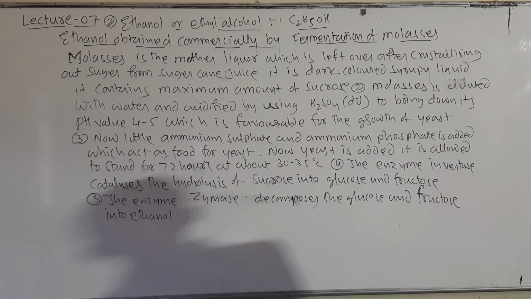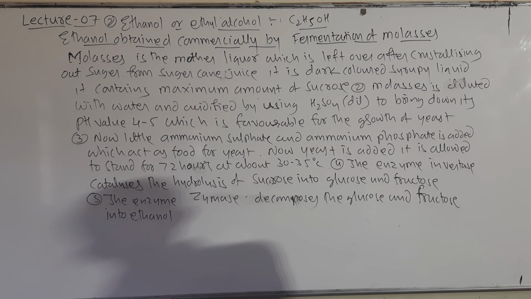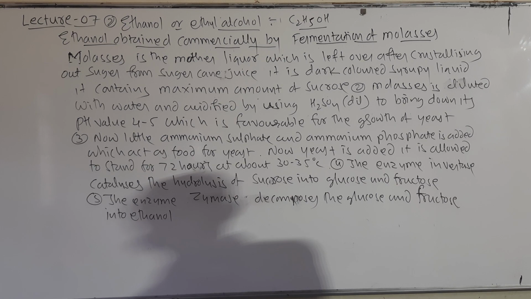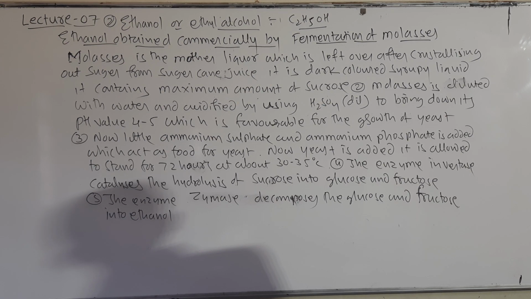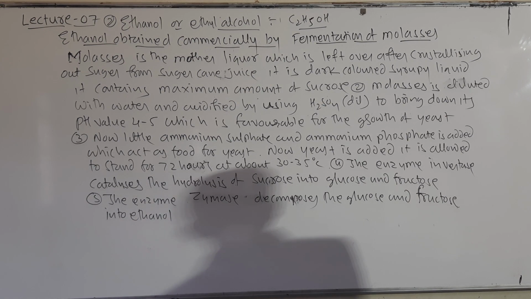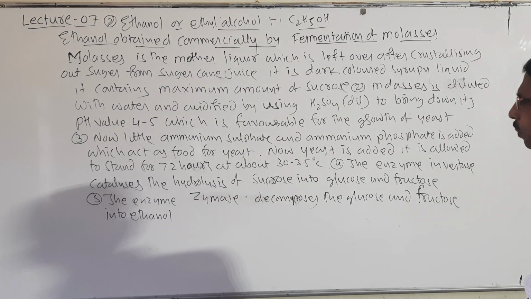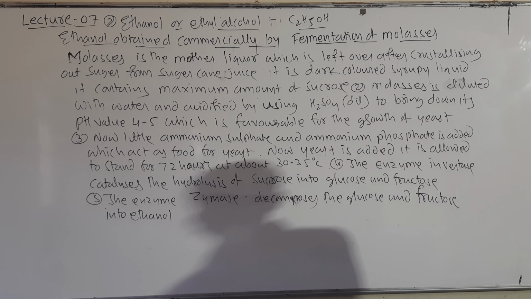it is about molasses. Molasses is the mother liquor which is left over after crystallizing out all crystallizable sugar from sugarcane juice. So after crystallizing out sugar from sugarcane juice, it is a dark colored syrupy liquid. It contains a maximum amount of sucrose. Molasses is diluted with water and acidified using H2SO4 to bring its pH down to 4 to 5, which is favorable for the growth of yeast. Now a little ammonium sulfate and ammonium phosphate is added, which act as food for yeast. Now yeast is added. It is allowed to stand for 72 hours at about 30 to 35 degrees centigrade.